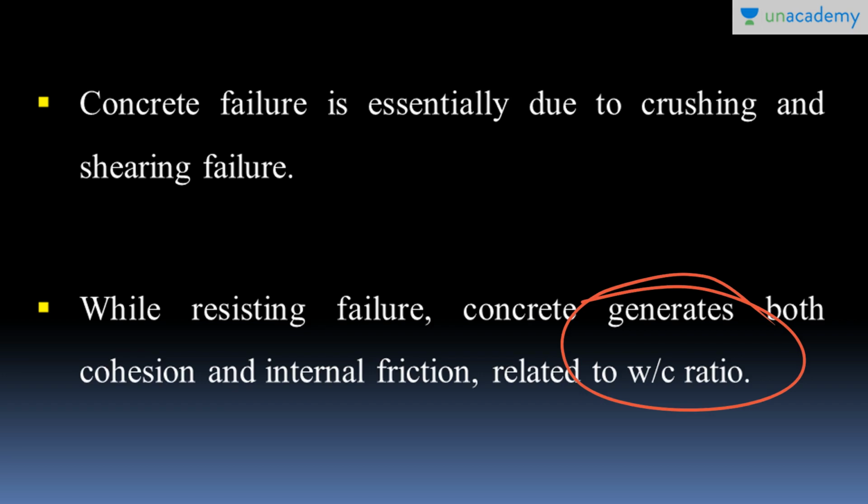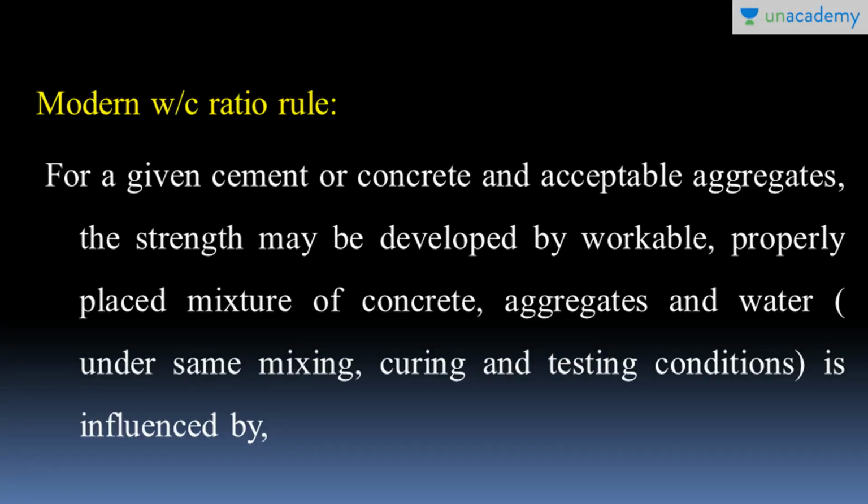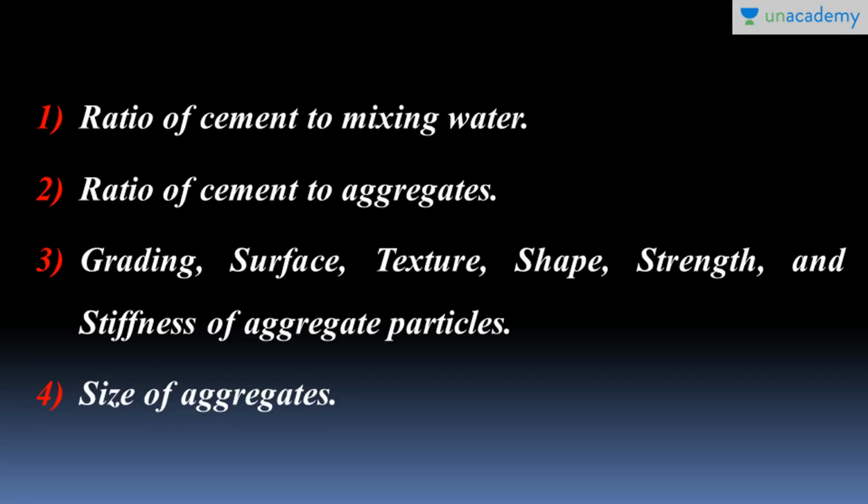Now let's see the modern water and cement ratio rule. This is something like a thumb rule that is followed, an updated one which I got from a textbook. It states that for a given cement or concrete and acceptable aggregates, the strength developed by a workable, properly placed mixture of concrete, aggregates and water under the same mixing, curing and testing conditions is influenced by the ratio of cement to mixing water, ratio of cement to aggregates, grading, surface texture, shape, strength and stiffness of aggregate particles, and also size of aggregates.